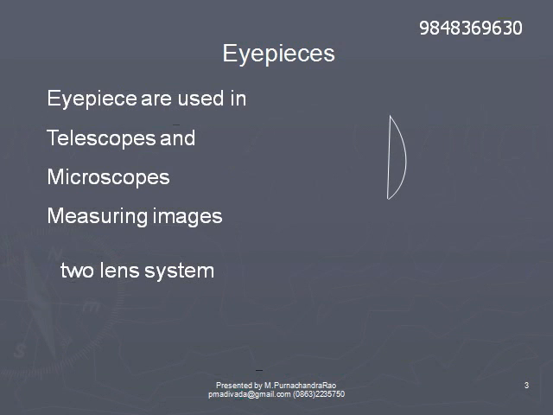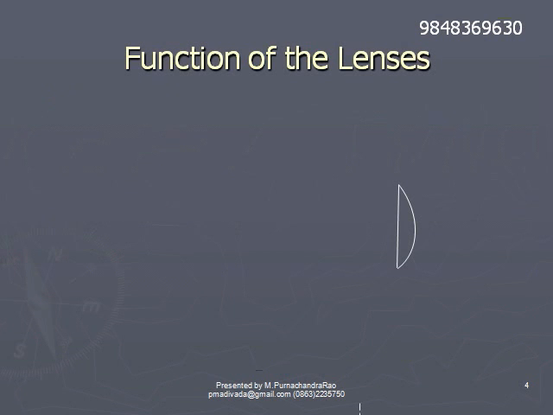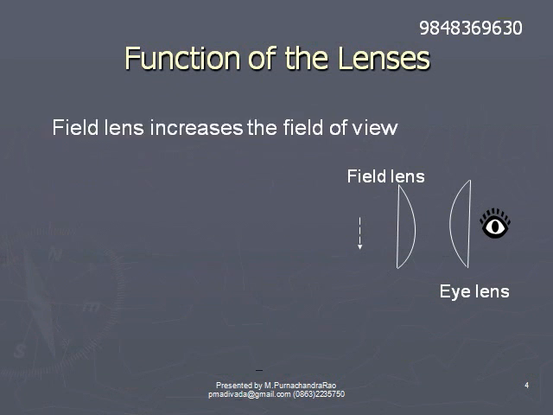One of them will be placed towards the objective of the instrument. Such a lens is called the field lens. Field lens will be towards the objective of the instrument. Another lens will be used to observe the image, so it will be towards the eye. The lens towards the eye is called the eye lens.